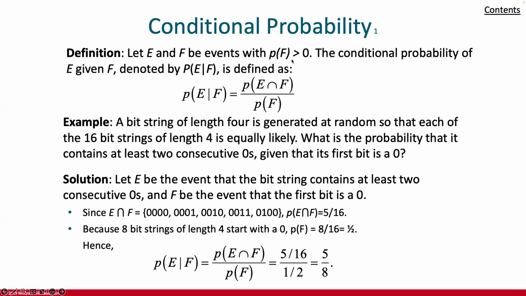Let E and F be events with the probability of F greater than 0. The conditional probability of E given F, which is this probability of E given F, is defined by this. And in terms of an example, a bit string of length 4 is generated at random so that each of the 16 strings of length 4 is equally likely. What is the probability that it contains at least 2 consecutive zeros given that its first bit is 0? You can walk through the solution, but they're arguing that the probability would be 5 over 8.